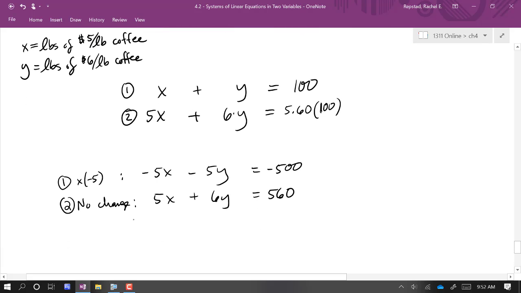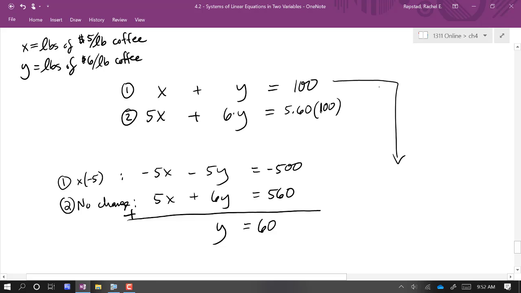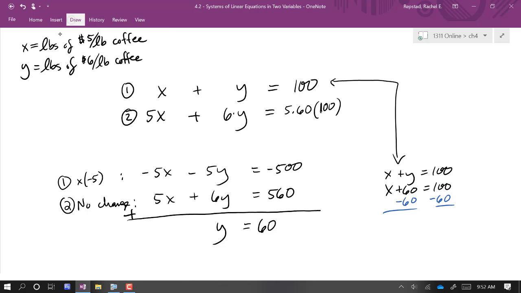Now we can add these two equations together. The 5X and the negative 5X cancel out. Moving on to the Y's, negative 5Y plus 6Y is Y, and negative 500 plus 560 is 60. So Y is equal to 60, and if we use one of these equations, I think it's easiest to use the first equation, X plus Y equals 100. We know that Y is equal to 60, and if we subtract 60 from both sides, we get X equals 40.